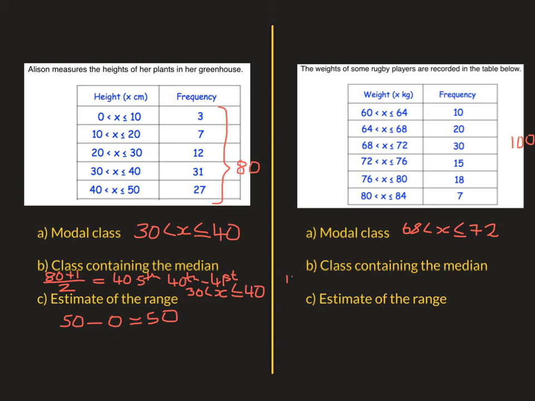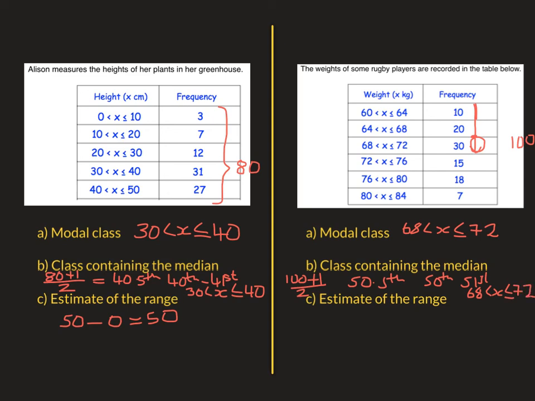So again, it always seems to be in the middle between two at the moment. So 100 plus 1 over 2, so I'm looking for the 50.5th term. So again, I want to know where the 50th term and the 51st term are. Well, that's the first 10, that's the first 30, and then we suddenly jump to 60. So the median has to be in this one. So it's in the same one, but again, it's not always going to be. Don't get lulled into that security. So 68 to 72.